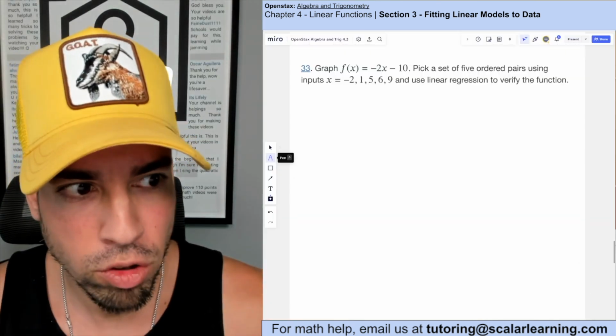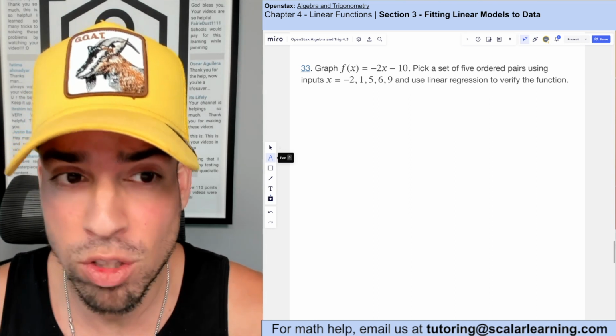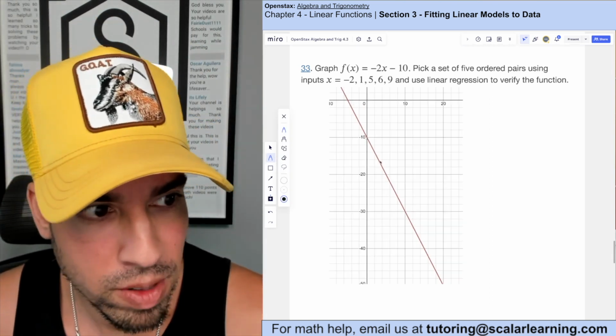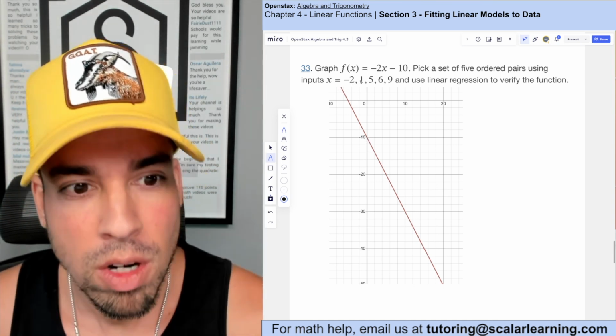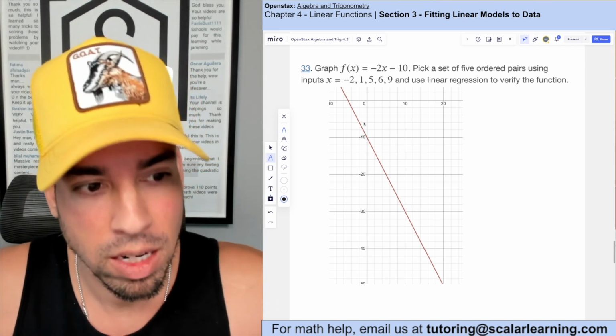So for this question, it starts out by saying graph f of x equals negative 2x minus 10. I've already graphed this equation in Desmos, so I'm just going to plop it up here now. So here's what this graph looks like with a nice slope of negative 2. And then with these inputs, we're going to see if this matches. We're going to get the coordinates and plot them out and look at those points.